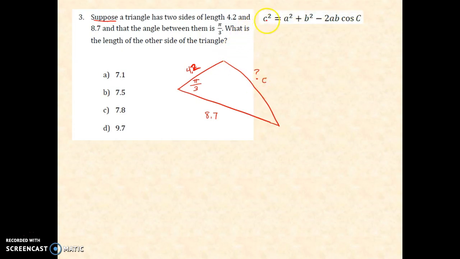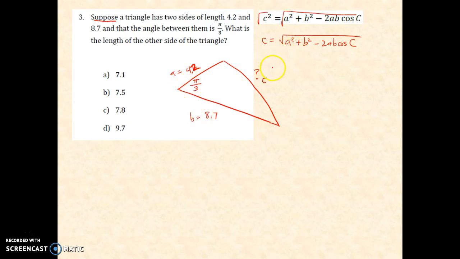And here is my formula. If I was to take the square root of both sides of this formula, I would get C equals the square root of a squared plus b squared minus 2ab cosine of the angle opposite the side we're looking for. Okay, here's the side we're looking for. Here's the angle opposite that side. Here's my A, here's my B. Here's my angle C. So I'm ready to go.